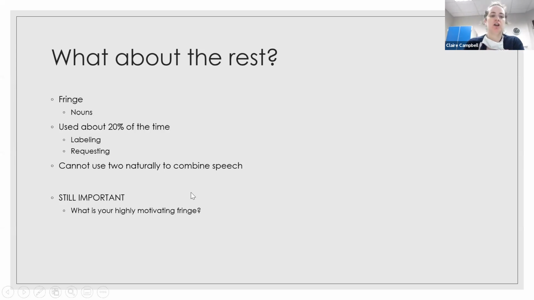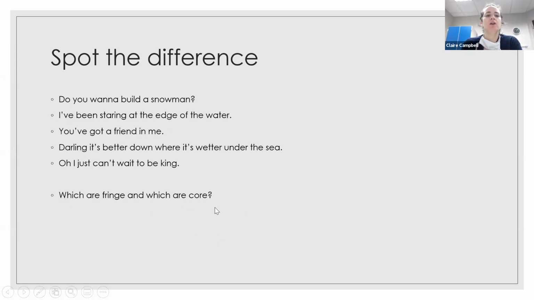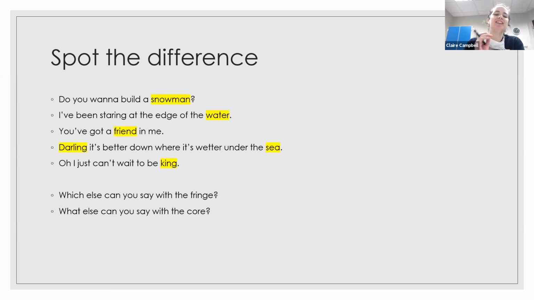to talk about those fringe objects. So if we're looking at these Disney lyric songs right here, take a look for a moment. Oop, I almost let you cheat. Take a look for a moment and see if you can identify which ones are the fringe words.